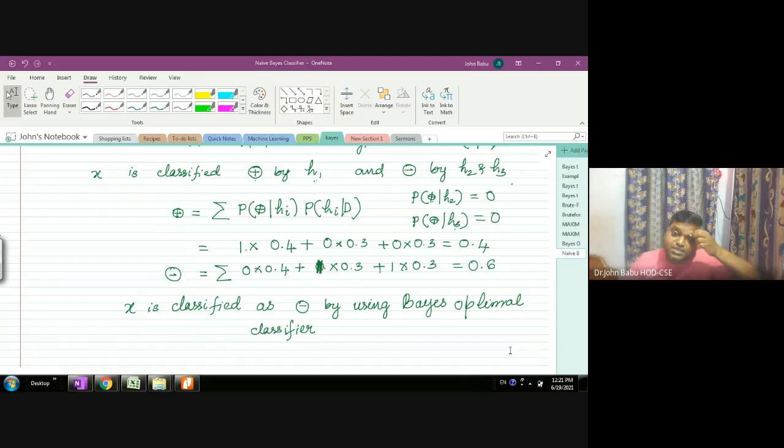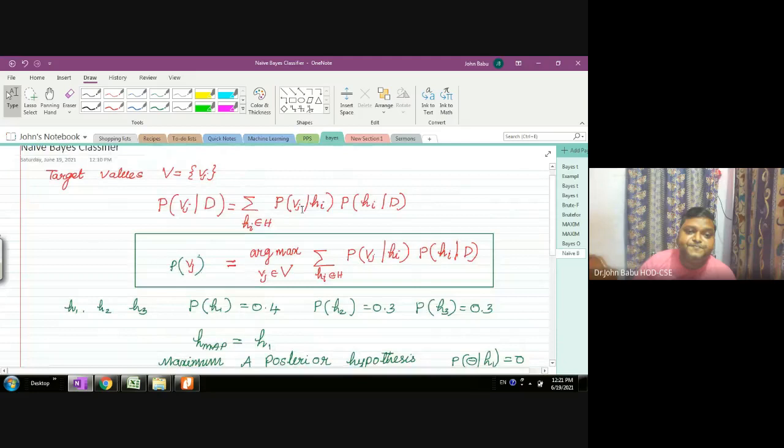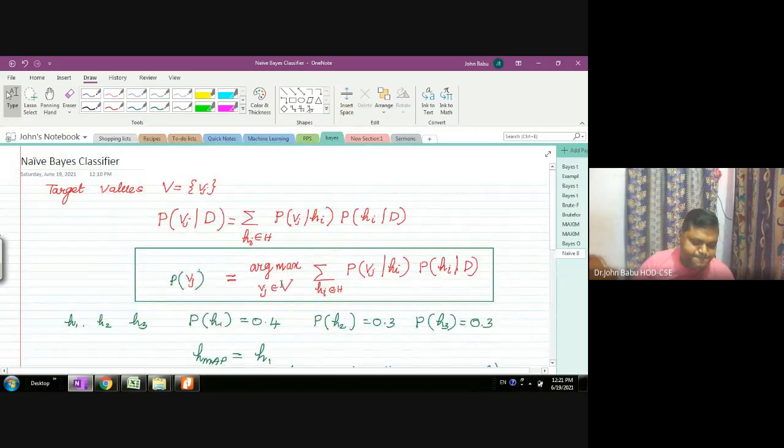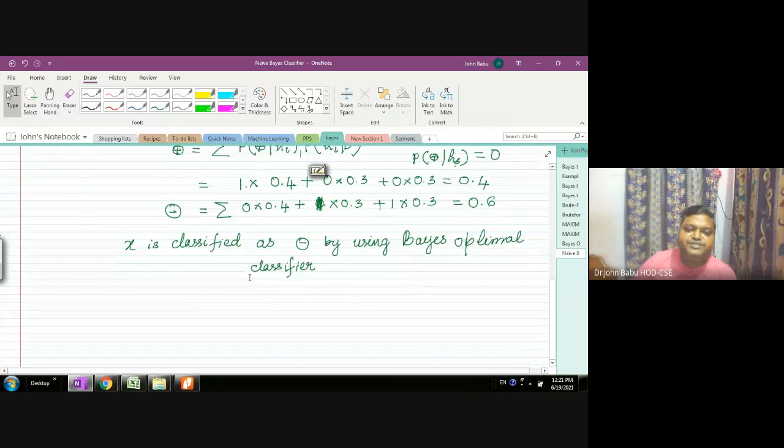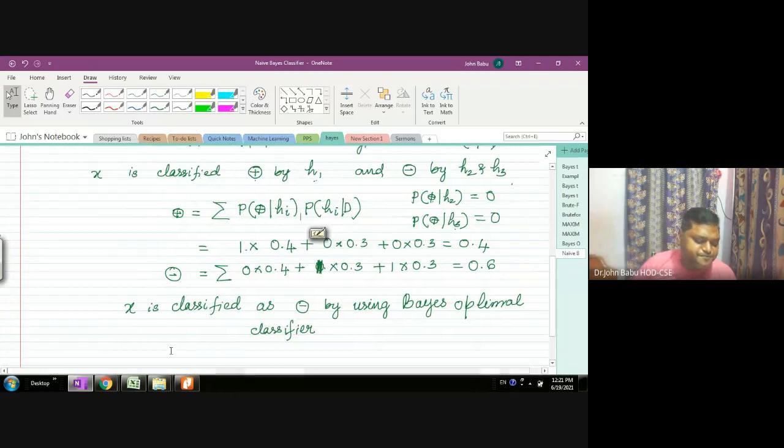accurate classifiers. Given the same hypothesis, given the same training examples, Bayes will give you the best result than any other classification method, any other classification method.